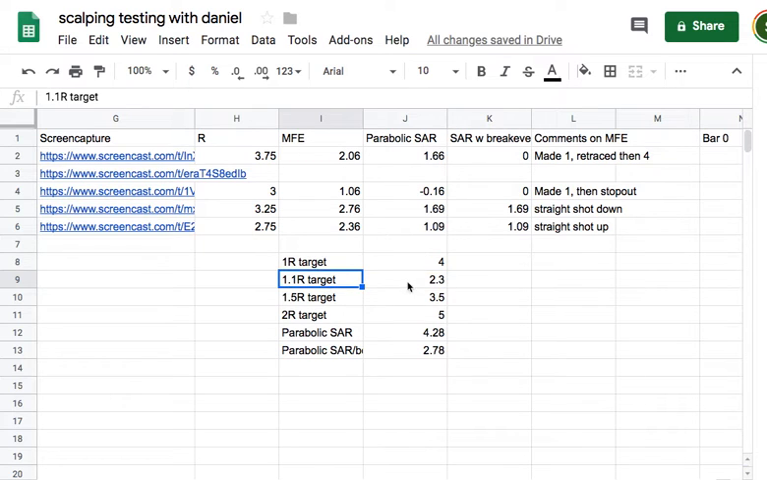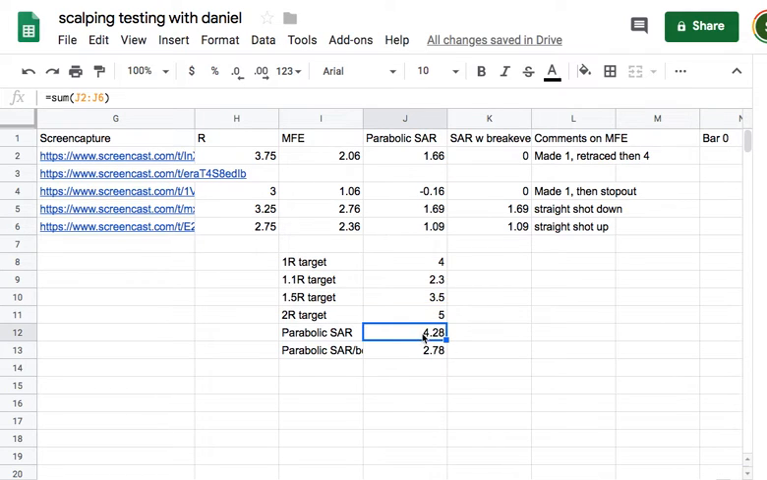If we're using a 1.1R target, we would have made 2.3R. We unluckily got a 1.06R winner that wouldn't have hit 1.1, and that would have been a 1R loser. That would have been hurtful, but just unlucky. It's a small data sample size. A 1.5R target would have given us 3.5R. A 2R target would have given us 5R, slightly more R, but with drawdown along the way.